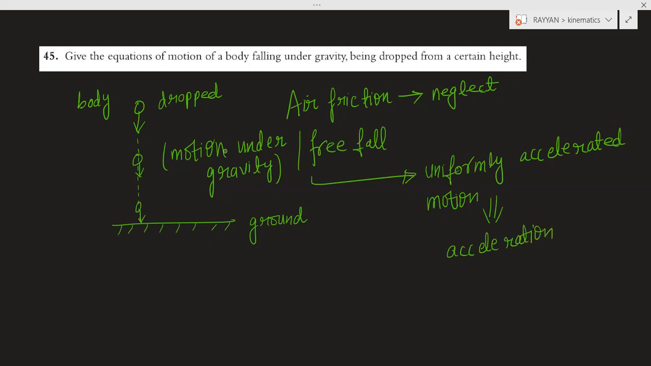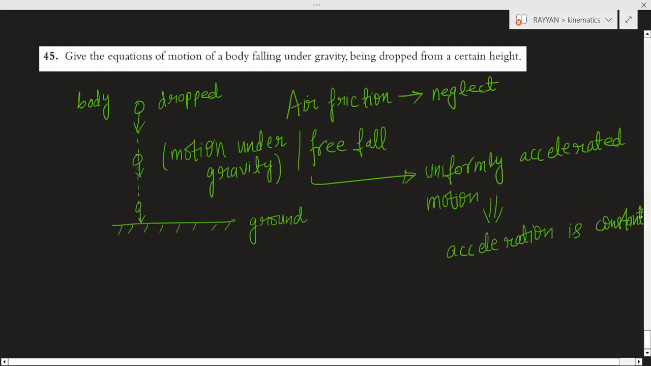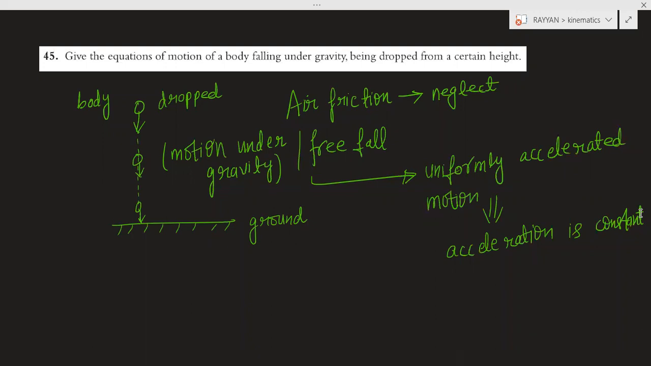Constant means, suppose I am saying that the acceleration of this body is 10 meters per second square, then during the whole motion, the acceleration of this body will be 10 meters per second square.